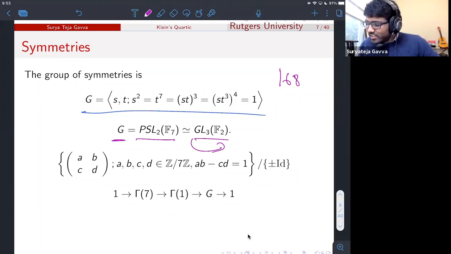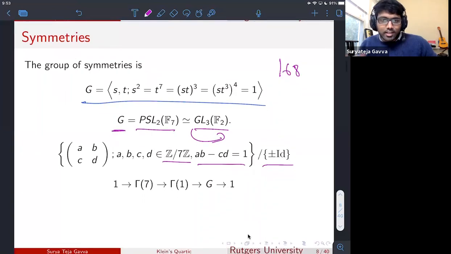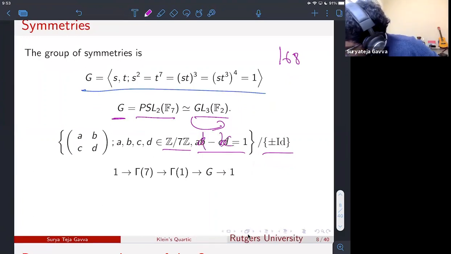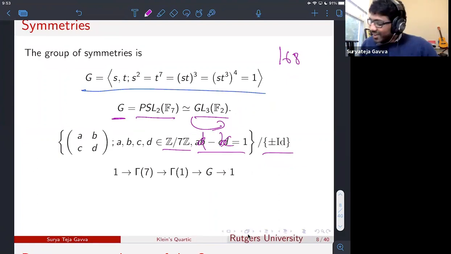So you take the matrices A, B, C, D over the finite field with 7 elements, such that the determinant is 1. That corresponds to SL2(F7). And if you mod out by plus or minus identity, you get PSL2(F7). Okay, so that's a way to see what the symmetries are. It should be AD minus BC. Yes, sorry. Oh, okay. Thanks.